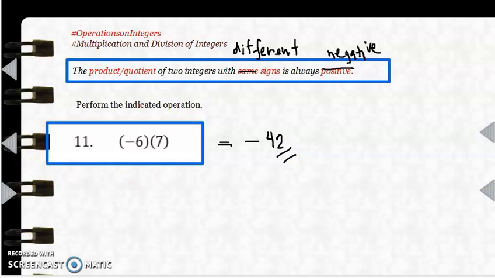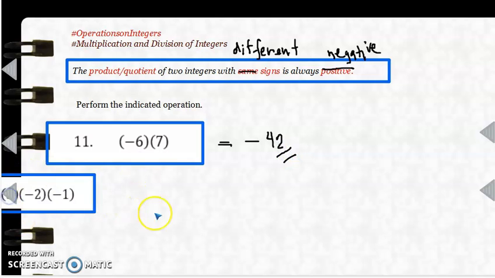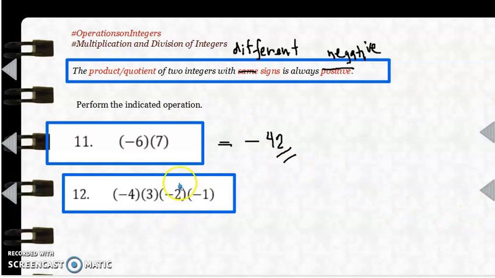For the next one, we now have more than two factors, which are negative 4, 3, negative 2, negative 1. We are going to get the product of these four factors. But what you're going to do, for the resulting sign, is to count first the number of negatives. As we count, we have 1, 2, and 3. Since there is an odd number of negative signs, therefore, the resulting sign is negative.